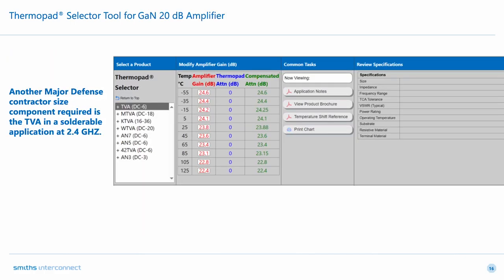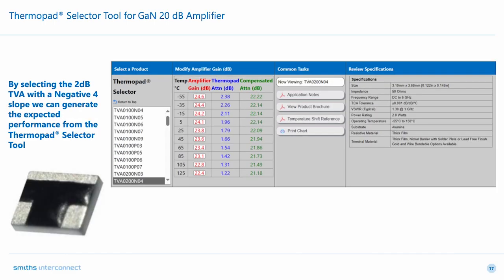For this customer, they were using a component that is our temperature variable size, and they're looking for a solderable application, and they're looking at 2.4 gigahertz, which is within the acceptable frequency range of the ThermoPad. So by selecting the 2.4, you can see it pictured on the left-hand side in our ThermoPad selector tool. We get our specifications, which tell us our sizes, again, our power, operating temperature, what type of resistive material we're using.